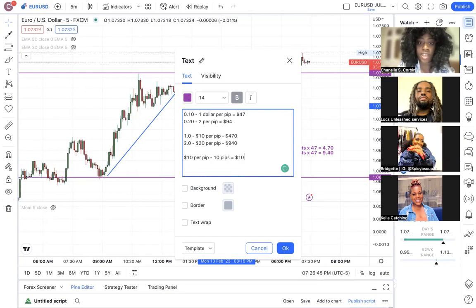Sorry, y'all, I'm messing up. You need 10 pips to make $100, and to make $500, you would need 50 pips, right? You would need 50 pips times that to make $500, right? So that's really important to understand.